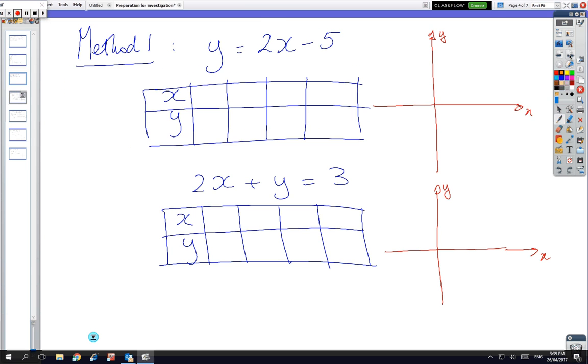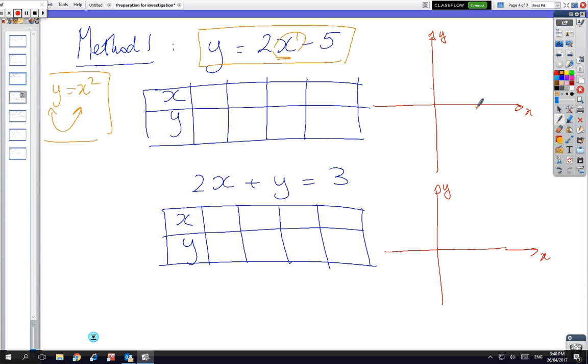Okay, so method 1 is a table of values. These are equations that represent straight lines. The reason I know it's a straight line is because the variable x has a power of 1. If it was y equals x squared, it's not a straight line, it's called a parabola, which we study later on. But when y and x are to the power of 1, it's going to be a straight line. When you draw them on your set of scales, you will make a straight line.